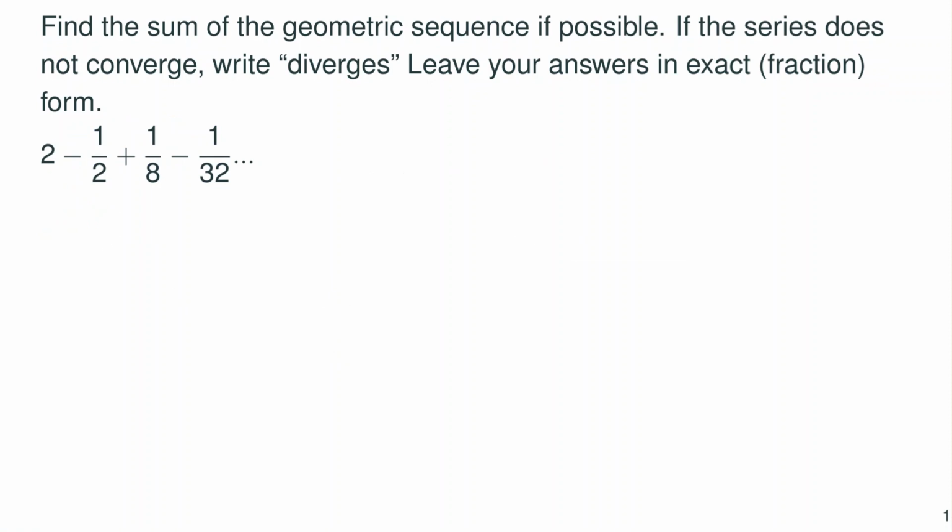So let's look at this one. Find the sum of the geometric sequence if possible. If it does not converge, write diverge. So here, let's find the common ratio first. The common ratio is negative 1 over 4.